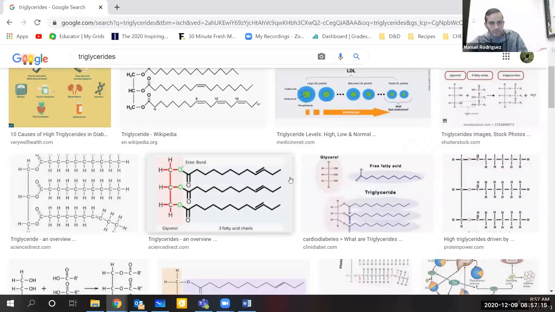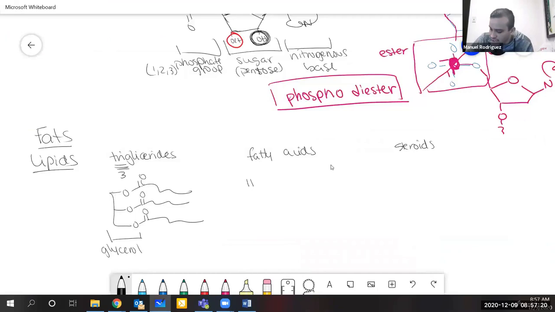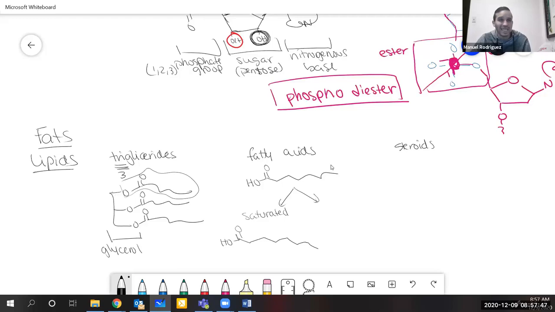A fatty acid is basically one chain. For example, one of these chains is basically a fatty acid. And fatty acids can be broken down in two categories. They can be saturated, which is the example I drew. Saturated means it doesn't have any double or triple bonds, which means it's saturated with Hs. That's as many Hs as it could potentially have.